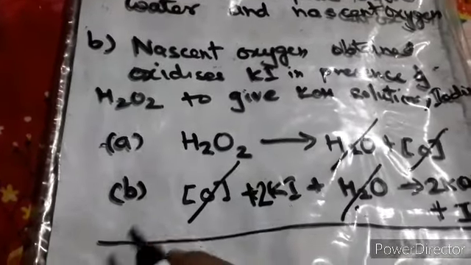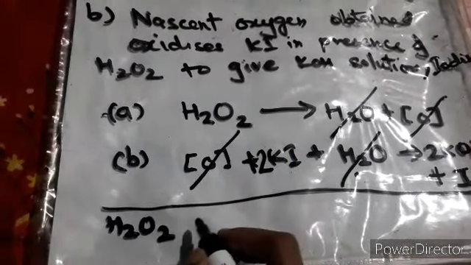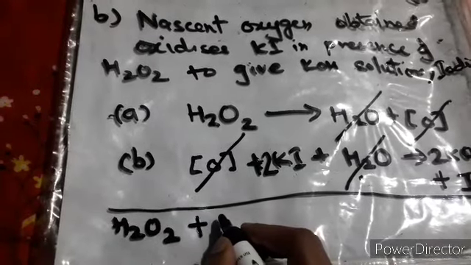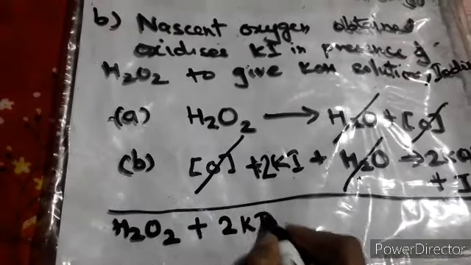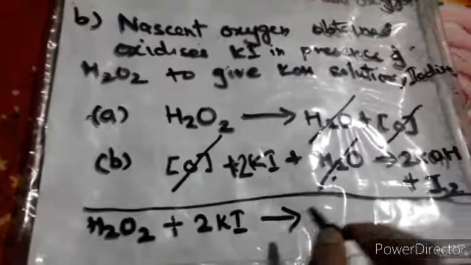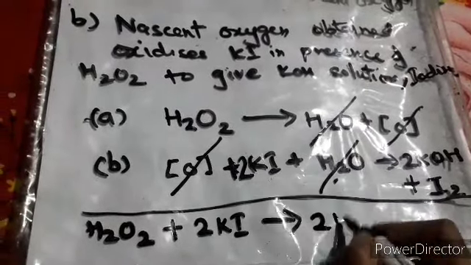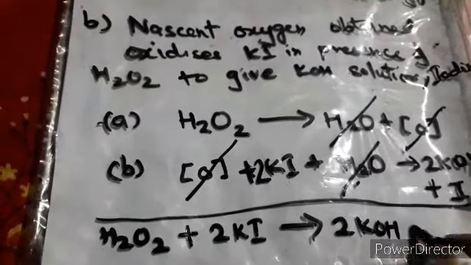So what you get, it doesn't matter what your positions are, whether you are writing 2KI first or H2O2 first, it's not the point. But you write down the proper answer. Then what is the answer? 2KOH plus I2. This way you can balance your equation. So I think this must be clear to you.